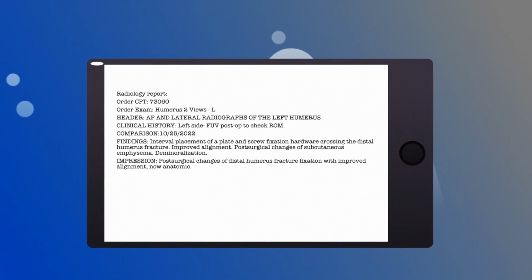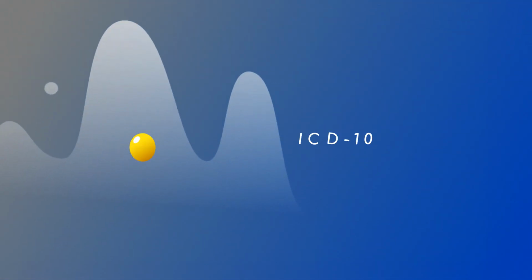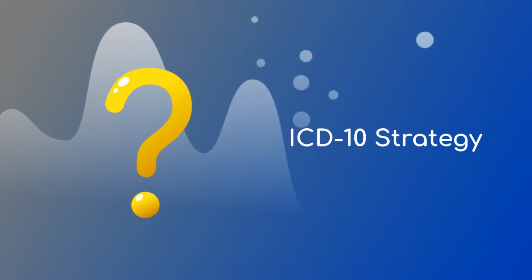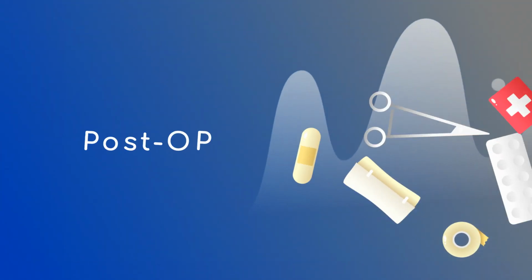Let's look at the views. AP and lateral views of the humerus were obtained. That's a total of 2 views. This qualifies for CPT code 73060, radiologic examination humerus, minimum of 2 views. Now, let's choose the appropriate diagnosis code based on the clinical history and chart findings.